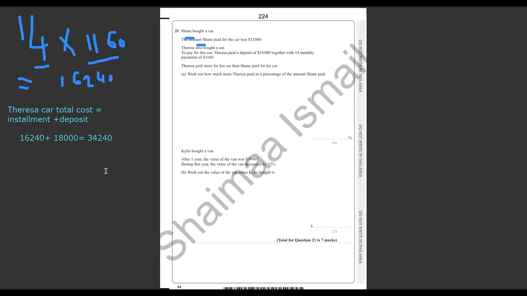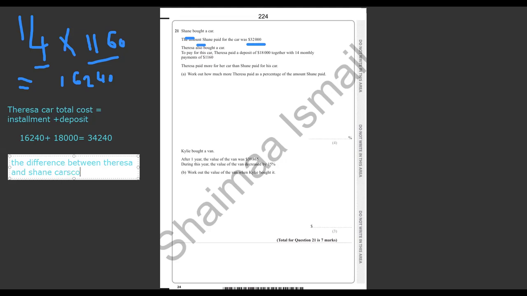Okay. Now we have to subtract chain. So now we have to subtract chain, Teresa minus chain, just to get the difference. Okay, so the difference between Teresa and chain cost.